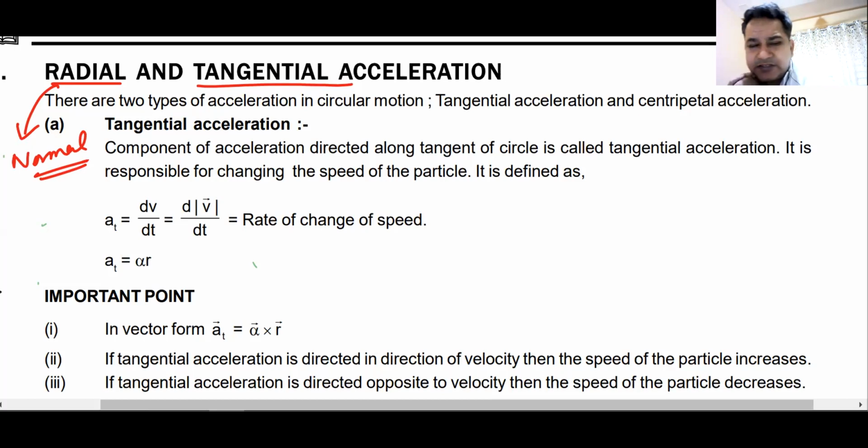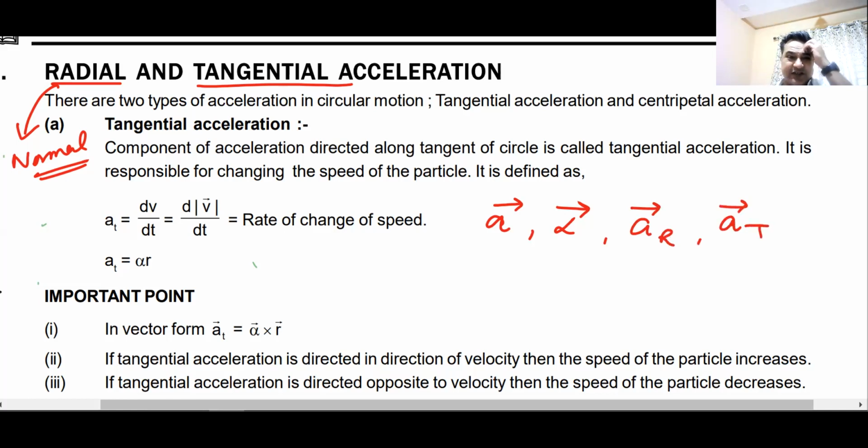We had angular acceleration. Now, with which quantity is angular acceleration related? Too much confusion here. I have so many accelerations. One is my acceleration A. One is my alpha, angular acceleration. One is my AR, which is radial acceleration. One is my AT, tangential acceleration. Can anyone tell me who is related to what?